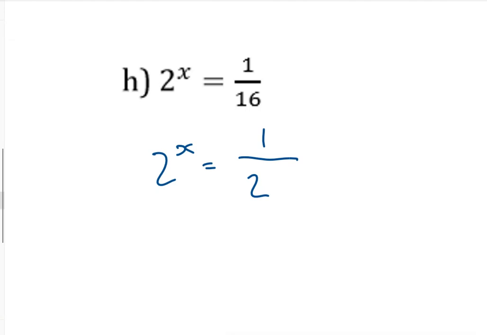So 2 to the 4. But these aren't the same base. One of them is a fraction, one of them is not. Yes, they're both 2 to the something, but this is a fraction, so it's not the same thing. So what do I have to do next? You write it as a whole number, but with a negative. Very nice. So 2 to the x equals 2 to the negative 4.